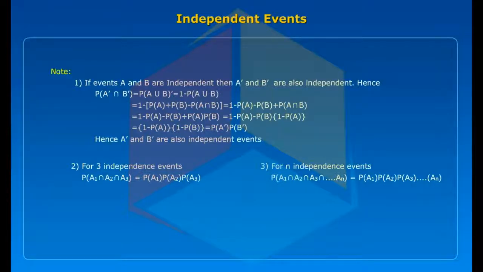For three independent events, P(A1 ∩ A2 ∩ A3) is given as P(A1) × P(A2) × P(A3). Likewise, for n independent events, P(A1 ∩ A2 ∩ A3 ∩ ... ∩ An) is given as P(A1) × P(A2) × P(A3) and so on up to P(An).